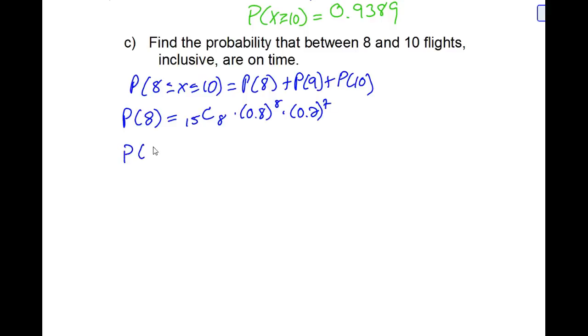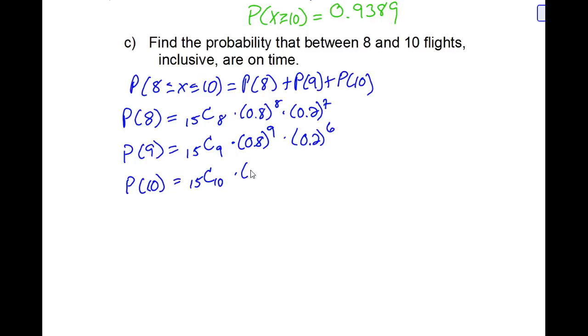The probability of 9 being on time, 15 choose 9, times 0.8 raised to the 9th power. And if 9 are on time, that's going to leave me with 6 that are not on time. And then 10, 15 choose 10, times 0.8 to the 10th power. And if 10 are on time, that's going to leave me with 5 that are not on time.